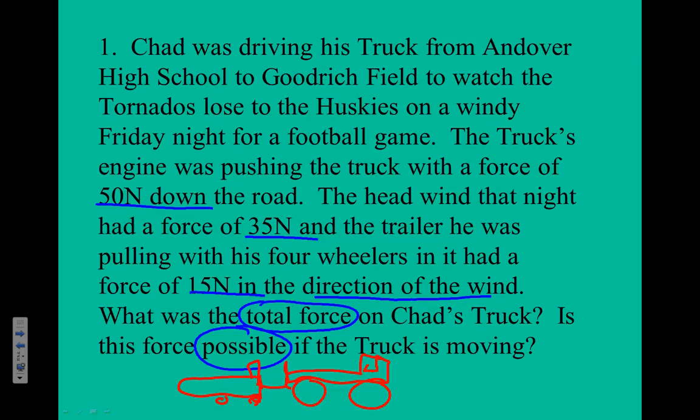I know that the engine of my car is pushing my truck down the road with 50 newtons, so hopefully we're driving forward at that pace. And I know wind is hitting the front of my truck with 35 newtons, so notice how the length of my arrow, my vector magnitude, is smaller, but it's in the opposite direction. And I know that the trailer behind it is causing some more friction. It is pulling backwards at about 15 newtons.